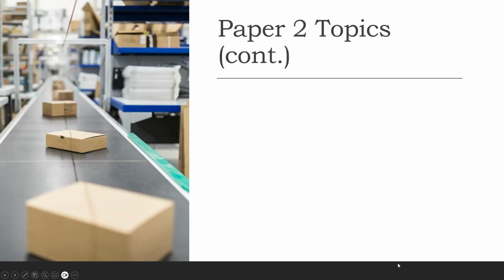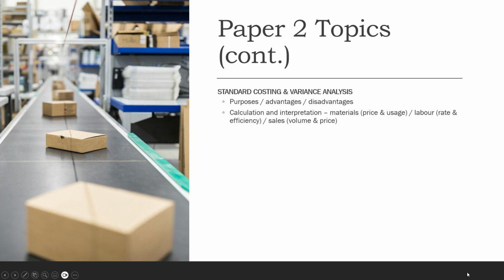So paper 2 topics continued. We've got standard costing and variance analysis. So you need to know its purposes, its advantages and its disadvantages. You need to be able to calculate and interpret variances. So you need to be able to do the materials, price and usage variance, the labour rate and efficiency variance, and the sales volume and price variances. I'm not going to go through all of those now. There is a separate video on this.